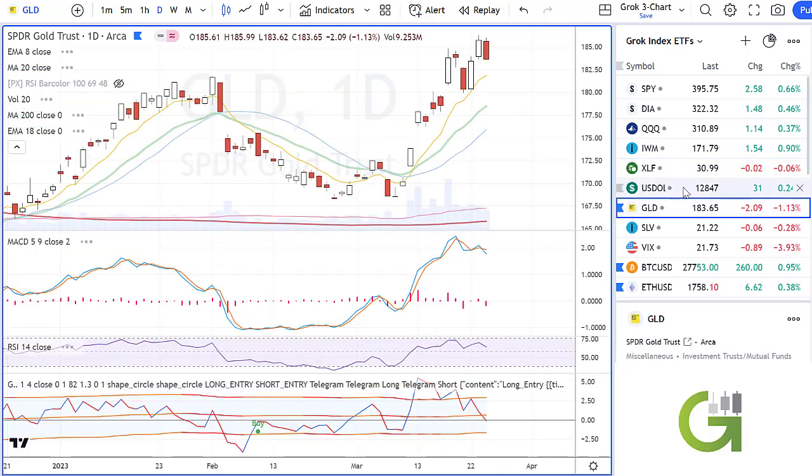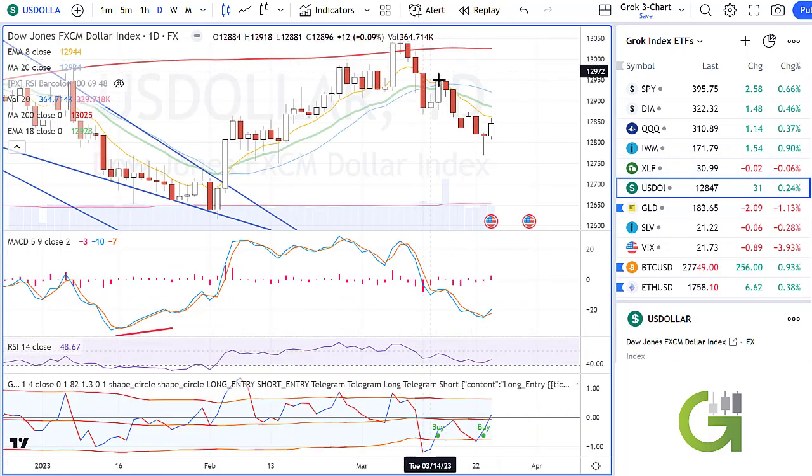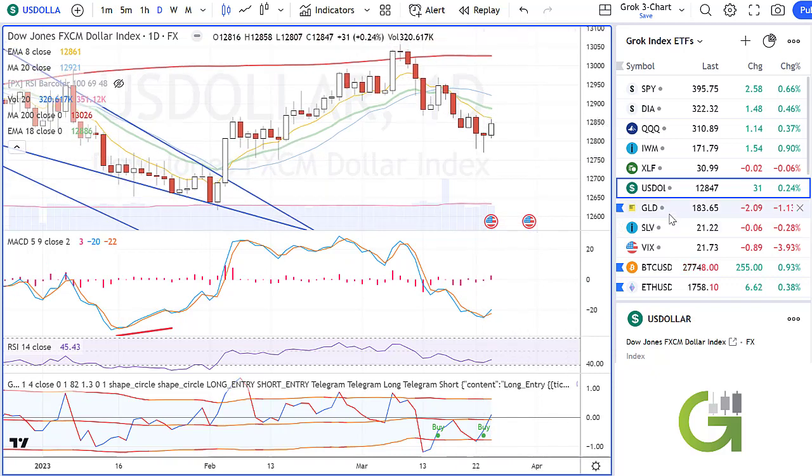Quick look here at the US dollar. If you look at the US dollar, we're down, down, down, down. This is a buy area. MACD is crossing over, getting ready to go higher. Look for this to bounce higher. That'll put pressure on the markets if it does that.